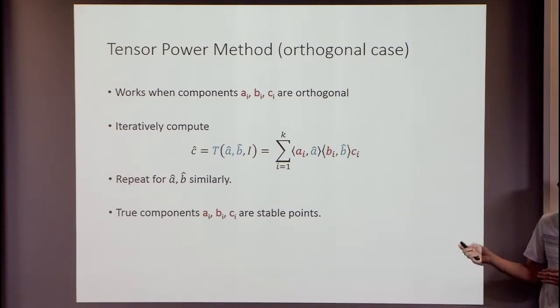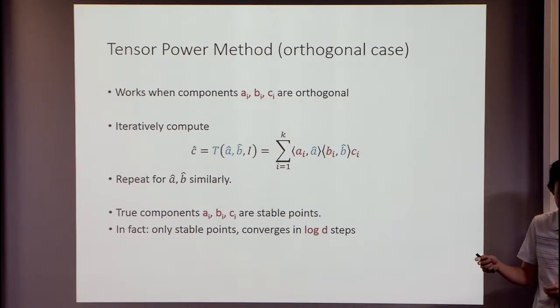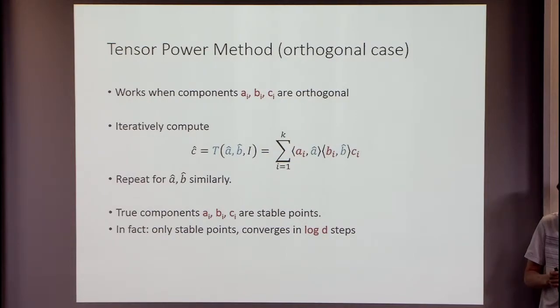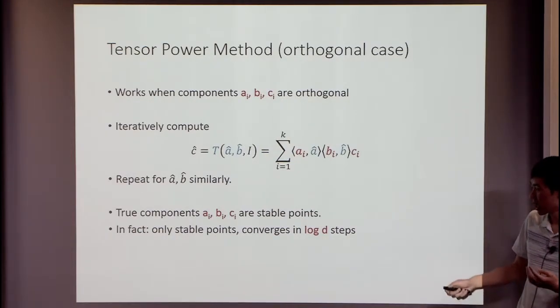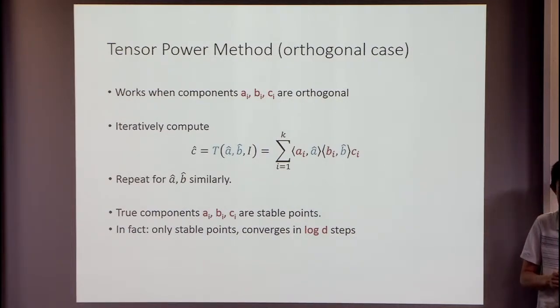And we can in fact show that these are the only stable points. There are other fixed points, but these are really the only stable points. And we can show that if you start randomly, it usually converges in log d steps, if you have the exact tensor, and that's been known quite early.